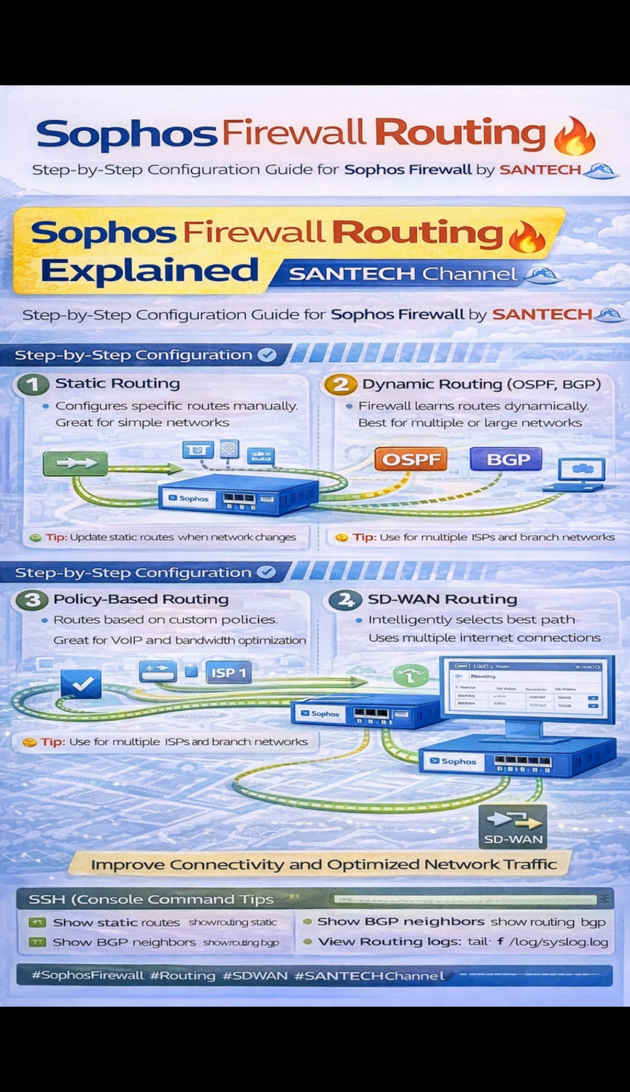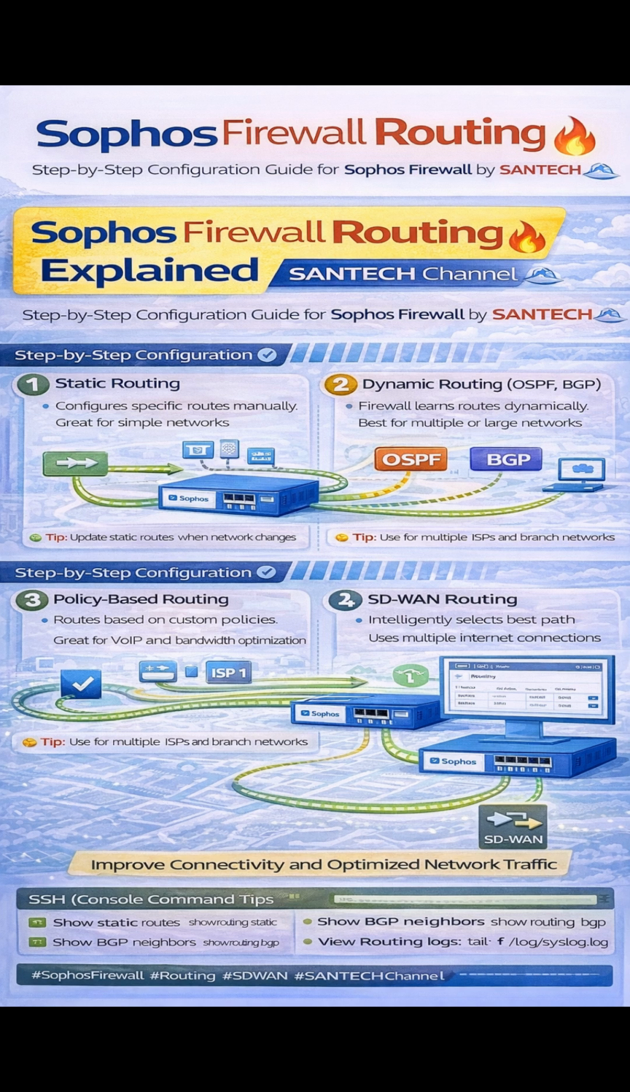Another powerful feature in Sophos is policy-based routing. Policy-based routing allows administrators to control traffic based on specific rules. For example, you can route VoIP traffic through one ISP and general internet traffic through another ISP. This helps improve network performance, bandwidth management, and reliability.